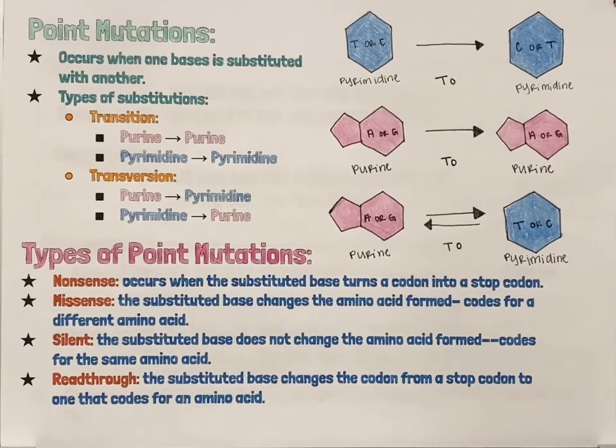There's 4 different point mutations. There's a nonsense, which occurs when the substituted base turns the codon into a stop codon. A missense, when a substituted base changes the amino acid that's formed, so now a new amino acid is formed. There's a silent, it's when a substituted base doesn't change the amino acid formed, so the amino acid stays the same. And then there's a readthrough. The substituted base changes the codon from a stop codon to one that codes for an amino acid.